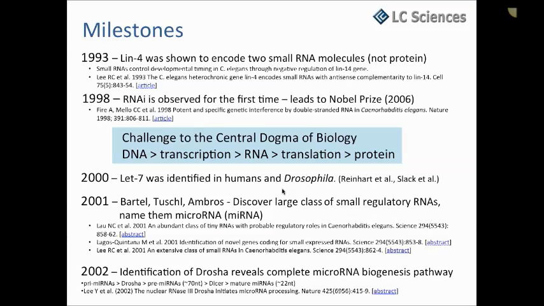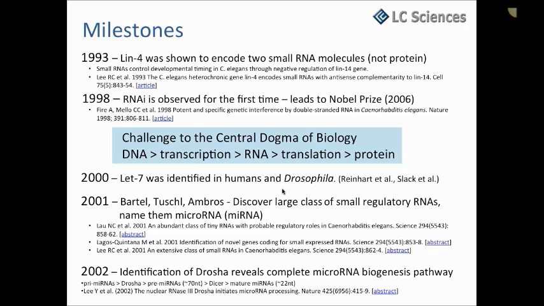Looking at the milestones, a little bit at the history, everything started in '93 when Lin-4 was shown to encode 2 small RNA molecules, which was completely out of the ordinary at the time, because back then the dogma said that genes should encode proteins, not other small RNAs. Then in '98, for the first time, RNAi is observed, and Andrew Fire and Craig Mello won the Nobel Prize for this discovery in 2006. So this work was done in worms.